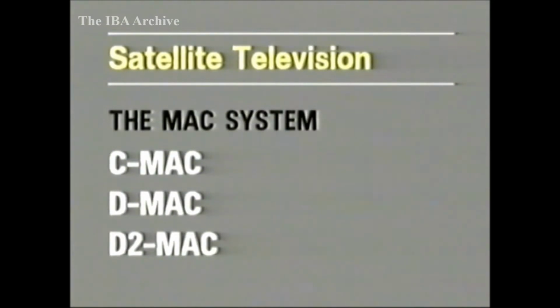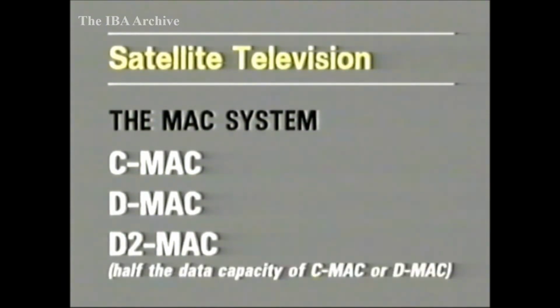There are 3 European variants of the Mac formats: CMac, DMac and D2Mac. The main differences relate to the way in which the data is transmitted, and we'll have more about this another time. But essentially, D2Mac is only half the data capacity of CMac or DMac. For now, we'll look at the data part of the full capacity CMac or DMac system.